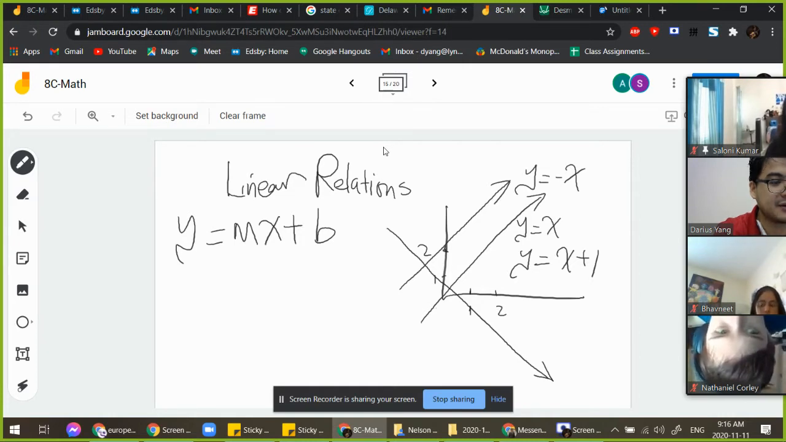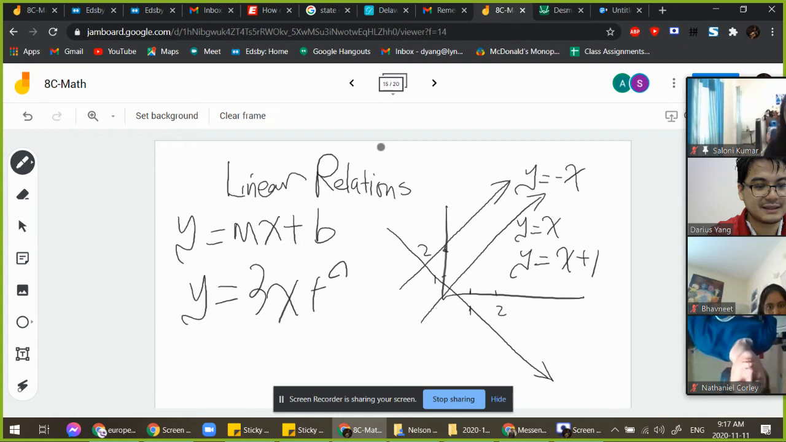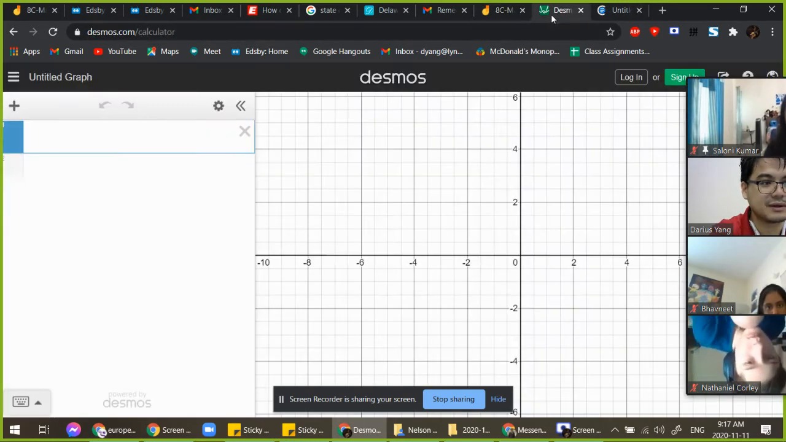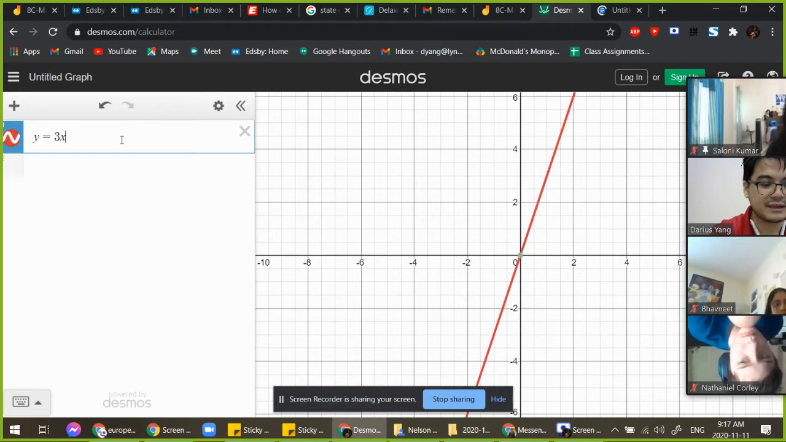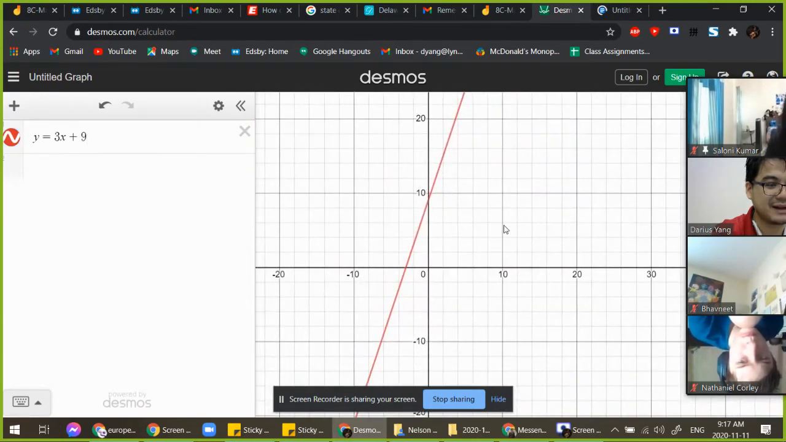a linear relation equation. I might say, Nathaniel, I want you to get y equals, and I'm making this up for now, 3x plus 9, like that. Then Nathaniel is going to go to Desmos and type, very simply, y equals 3x plus 9. You can see this graph immediately graphed in here.